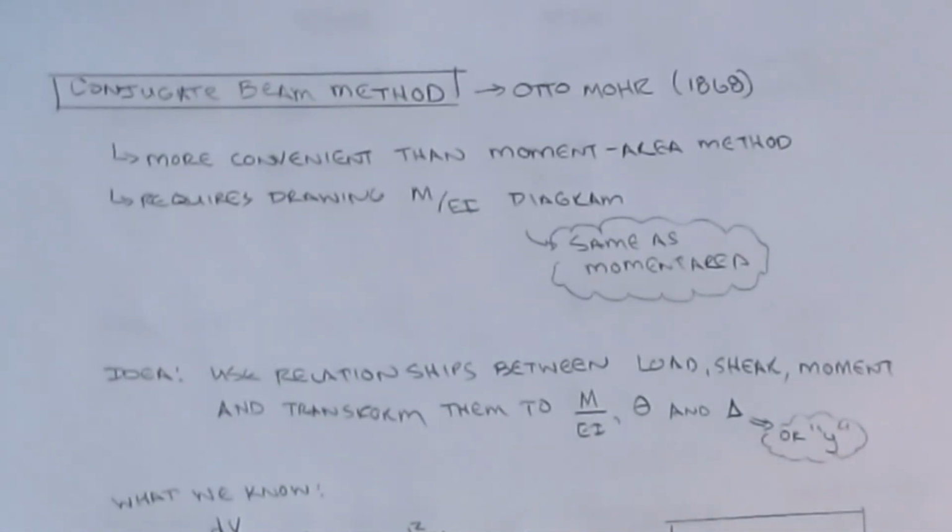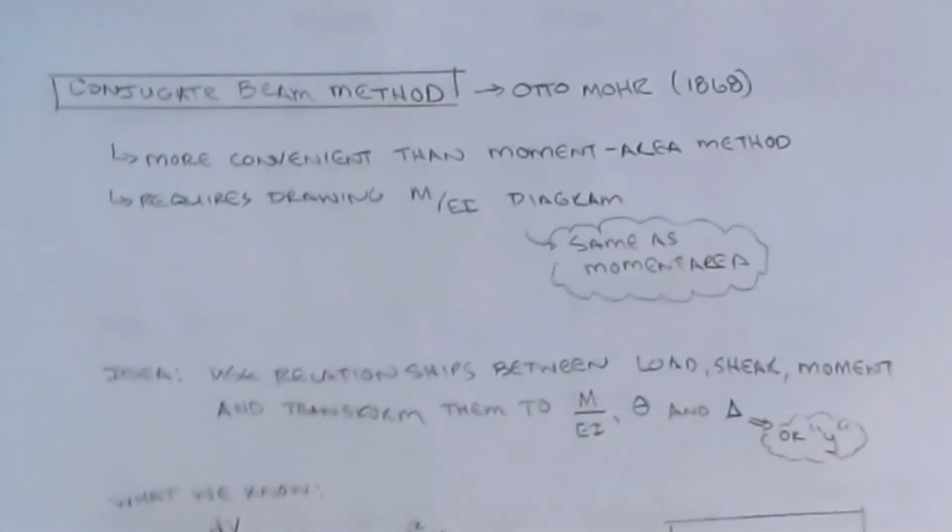That method had problems with higher order functions, constants, or linear, or even parabolic loadings. It was just difficult to do. You could do it, but it was just difficult. This method solves that problem. It's much more convenient than moment area. All you do is draw an M over EI diagram again. That's what we did before, so if you need help with how to do that, go back and look at our video on moment area. We explain the process.